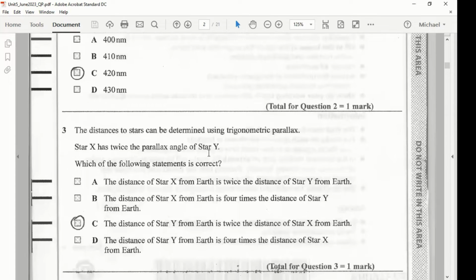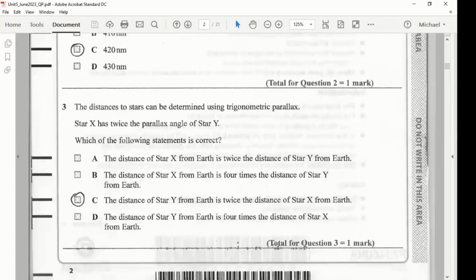Trigonometric parallax. If you remember with parallax, the larger the angle of parallax, the closer you are. So we're told that star X has twice the parallax angle of star Y. That means that star X is closer than star Y, and that star Y is twice as far away, and that fits C. Very straightforward question.